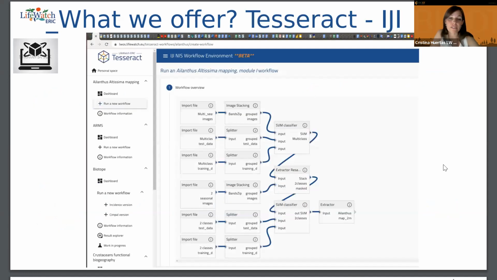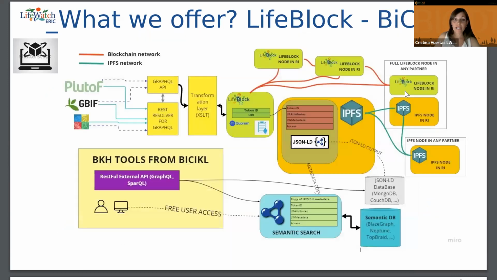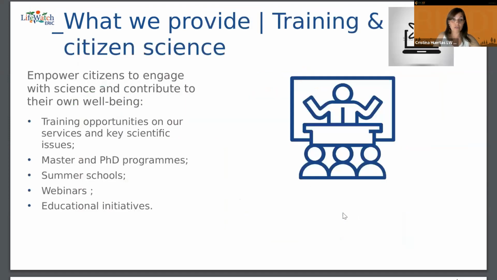This is how a workflow in Tesseract looks like. It can be a bit complex. And this is a LifeBlock development. As you see, it has 3 main units. The first one is for the engagement of the research infrastructures. Then we have here the main technology that integrates the resources of the LifeBlock. And each provider can have their own LifeBlock node. And here you see the 3rd unit, the semantic database. And through the semantic search, the users can have access to all the integrated resources and make complex questions.